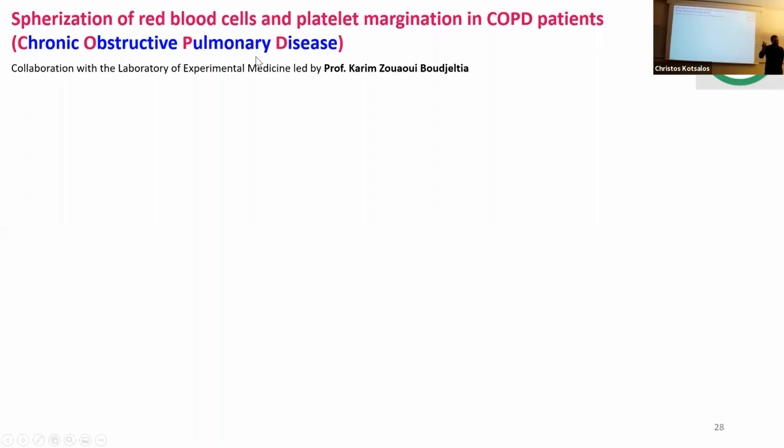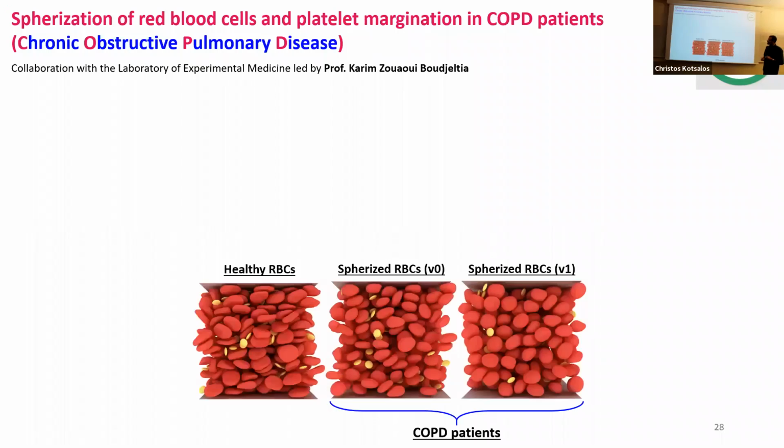So the first part of this study, what we found out is that in COPD patients, the red blood cells are more spherical than in healthy people. So you see here, I have some simulations with healthy red blood cells, which have a donut-like shape. But as we have COPD patients here, the red blood cells are more spherical, more swollen. So now we actually want to see the impact of this shape change on platelet margination.